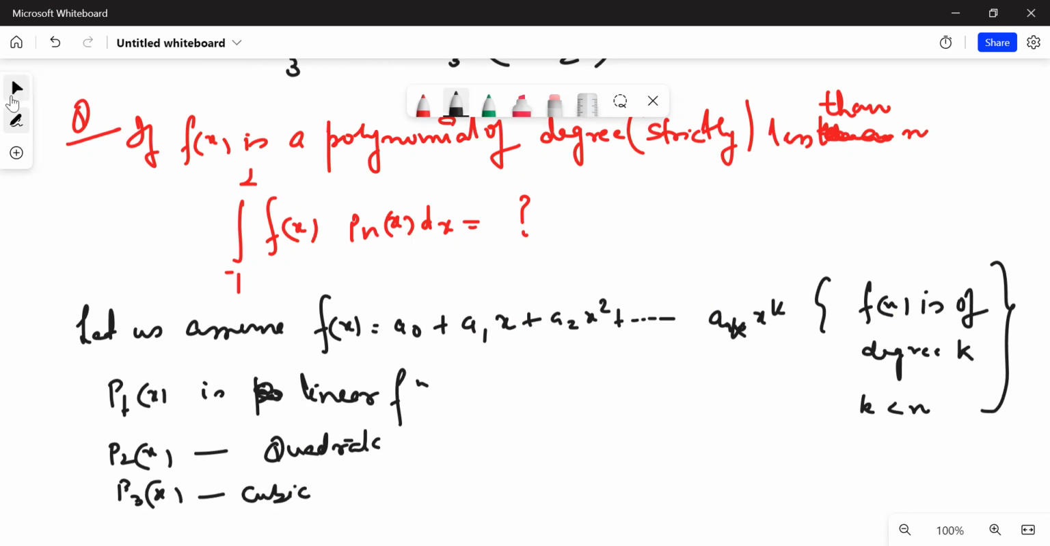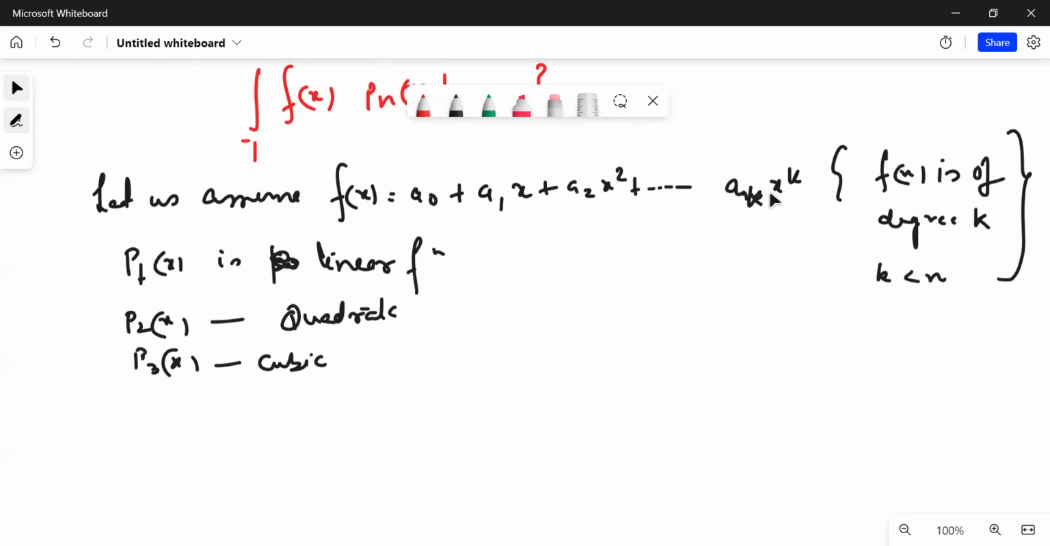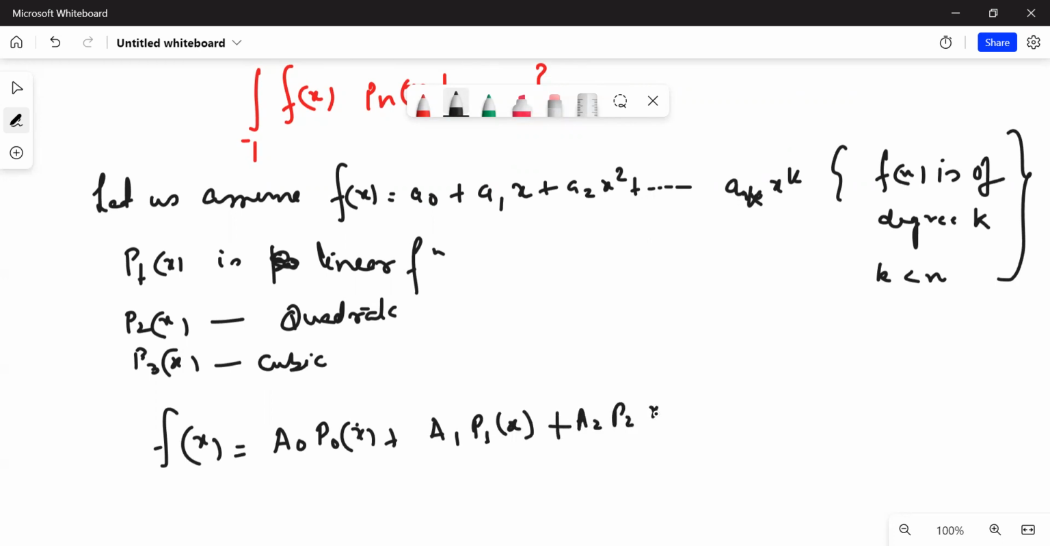So one can understand that if my f of x has highest power x to the power k, then all I can do is write my f of x as a0 p0(x) + a1 p1(x) + a2 p2(x), and at the last I can only go till ak pk(x), because if I go till p(k+1)(x), since there is no such term in x to the power k+1, a(k+1) would be 0. So this is the last thing that I can do.